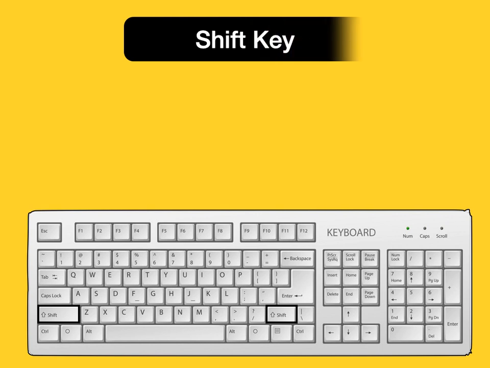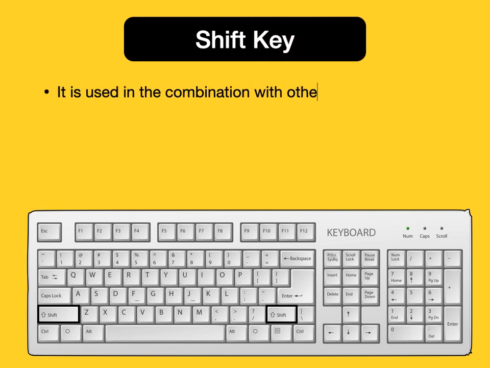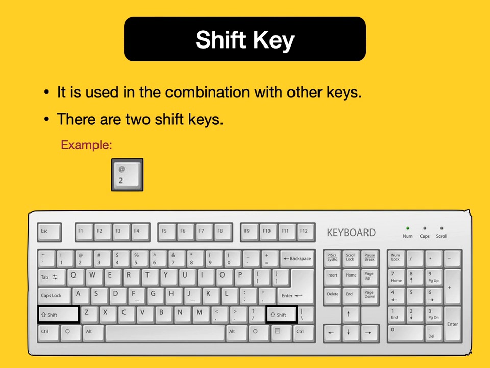And the last type of special key is shift key. There are two shift keys which are used in combination with other keys. Some keys have special symbols marked on them. So you can type these symbols with the help of shift key. For example, if I want to write @ symbol, I have to use 2 with shift key. You have to press both the keys together to write @ symbol. So in this way we can use shift key.